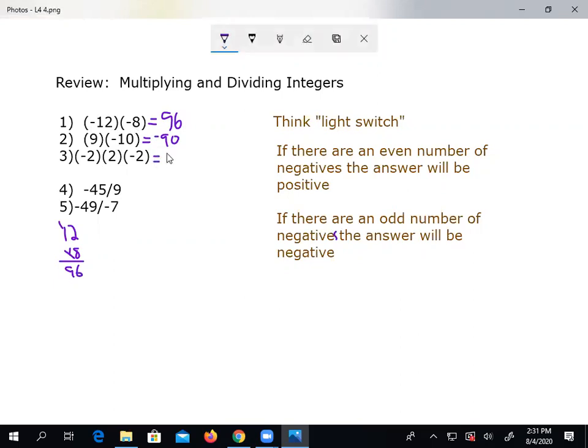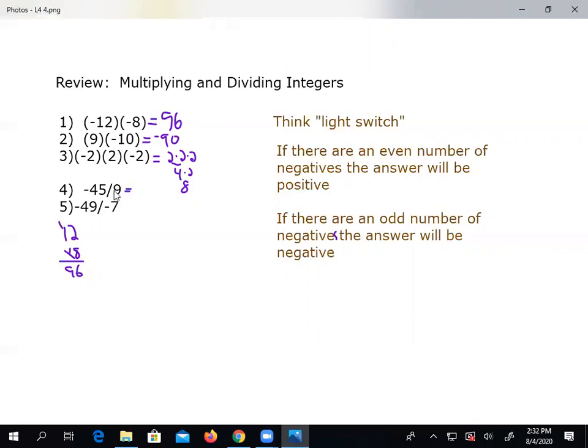So 2 times 2 times 2 times 2. So 2 times 2 times 2 is what I'm focusing on. Well, 2 times 2 is 4, and 4 times 2 is 8. And since there's two negatives, it flips from a negative back to a positive, so the answer would be a positive 8.